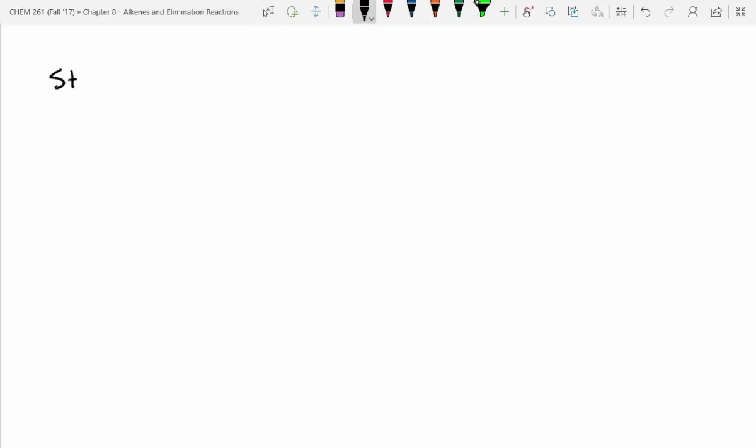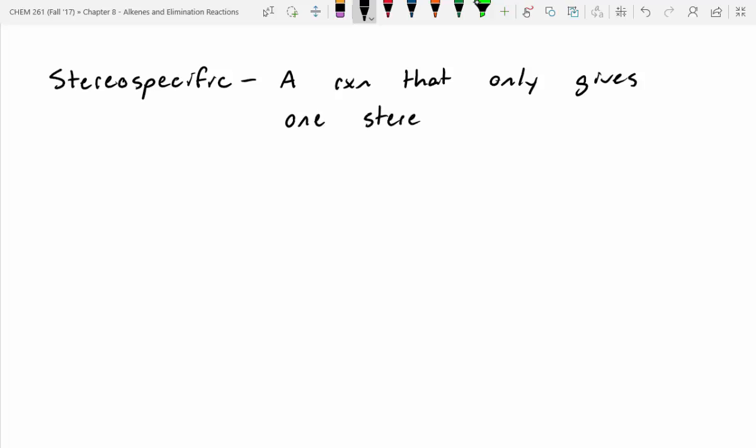The first term is stereospecific. And if you're specific about something, does that mean you want one thing or that you're kind of flexible? You only want one thing, right? So a stereospecific reaction means you're only getting one stereoisomer out of the reaction. So the key word here is only one.